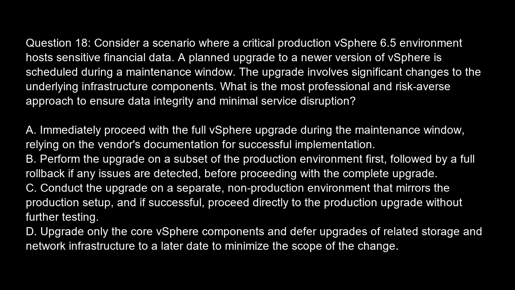Option A. Immediately proceed with the full vSphere upgrade during the maintenance window, relying on the vendor's documentation for successful implementation. Option B. Perform the upgrade on a subset of the production environment first, followed by a full rollback if any issues are detected, before proceeding with the complete upgrade. Option C. Conduct the upgrade on a separate non-production environment that mirrors the production setup, and if successful, proceed directly to the production upgrade without further testing. Option D. Upgrade only the core vSphere components and defer upgrades of related storage and network infrastructure to a later date to minimize the scope of the change.